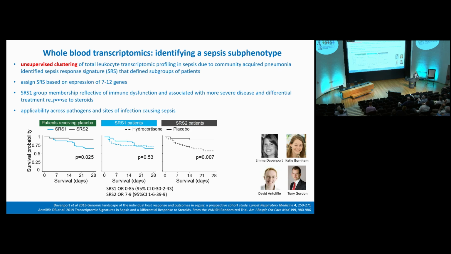We then did some work with Tony Gordon and David Ancliffe at Imperial College, and they were able to work with us to do a retrospective analysis of a clinical trial which had involved use of steroids for patients with septic shock. And by analyzing, as I say, this is a retrospective analysis, the patients in terms of their outcome and assigning the particular subgroup that they were members of based on this predefined set of 9 genes, it was possible to show in the patients that were receiving placebo, there was the same relationship with the poor outcome group of patients with SRS1 versus those in the other subgroup.